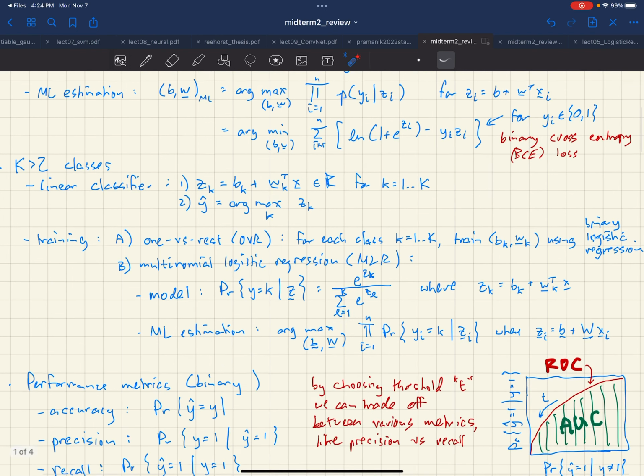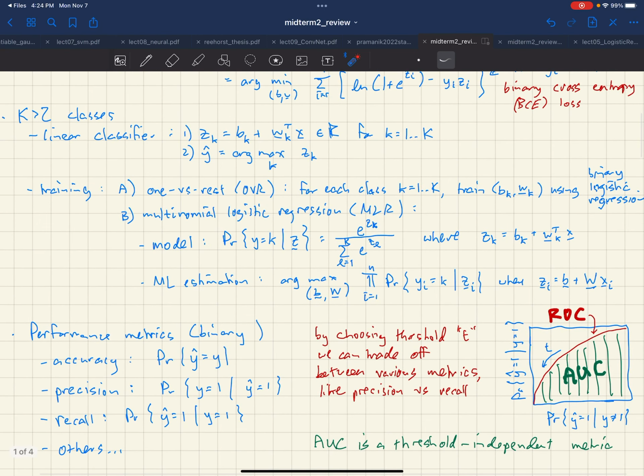Okay, so then we came back to the discussion of performance metrics. And starting with just the binary case, we said that there's different ways to make errors, and different ways to measure the effects of making those errors. So the one that's most common is just to focus on maximizing the accuracy. And the accuracy is just the probability that your guess, y hat, is equal to the true y.